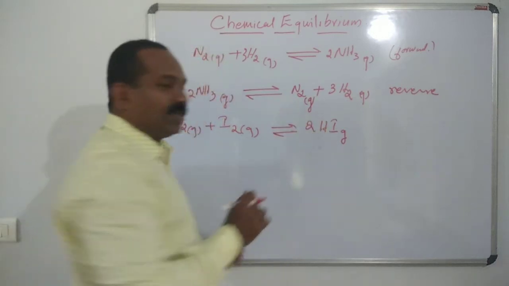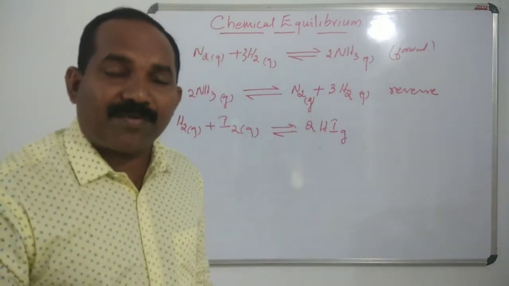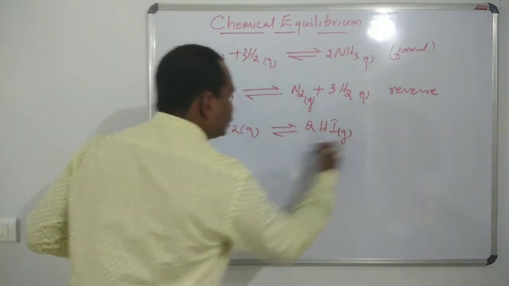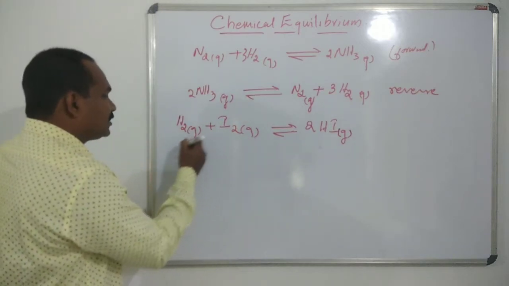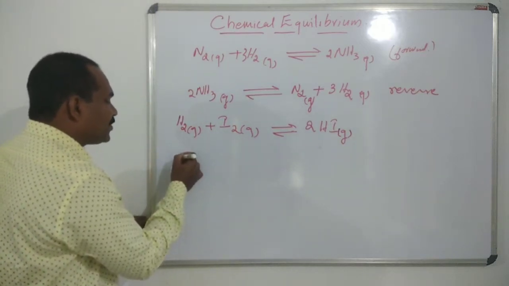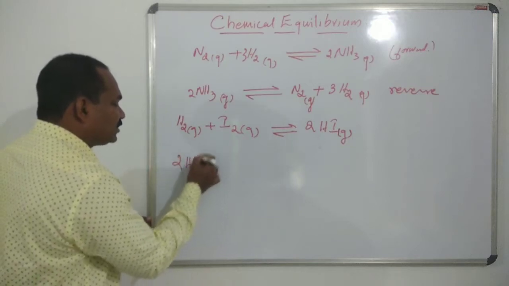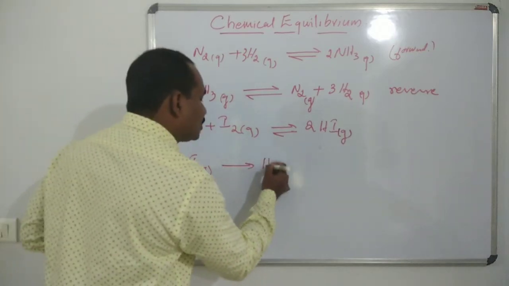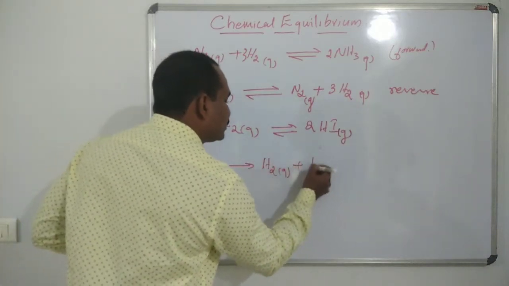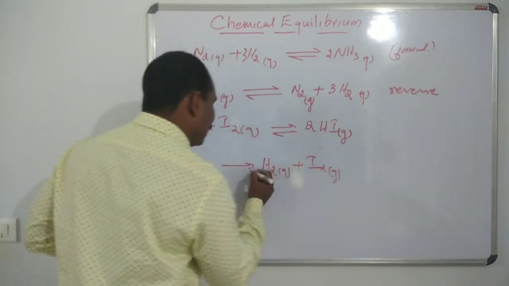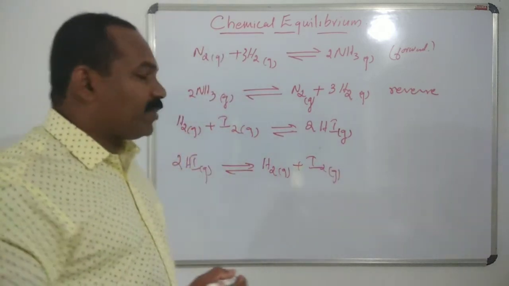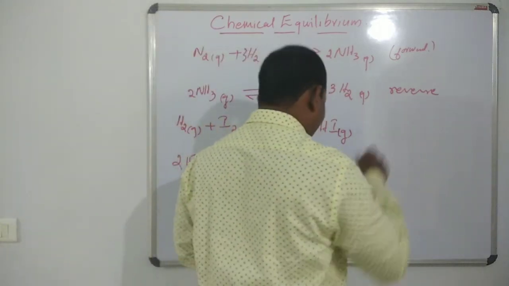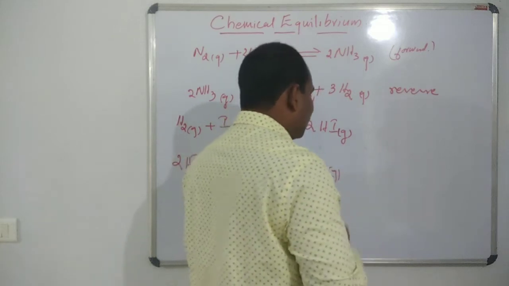You know that equilibrium is represented by two half arrows in opposite directions, which we already discussed. Then this equilibrium is attained from HI gas too. HI gas you take and keep in a closed vessel, we get H2 gas plus I2 gas. So equilibrium can be attained in any direction and can be represented by a graph.